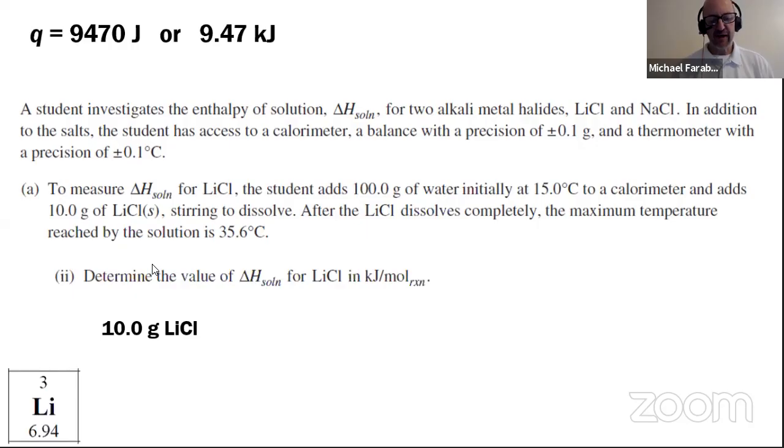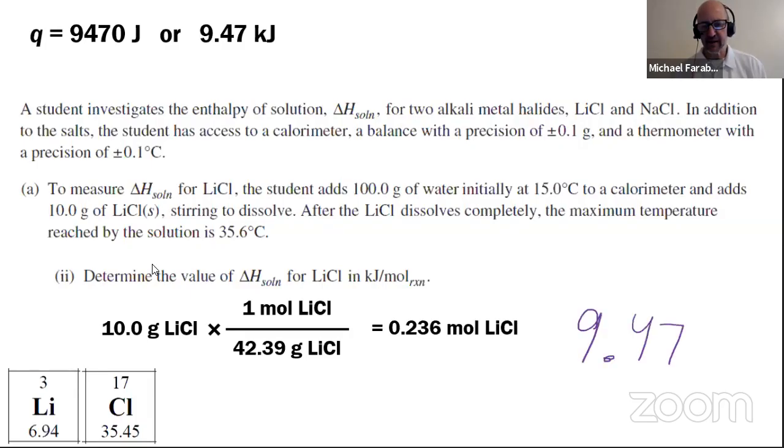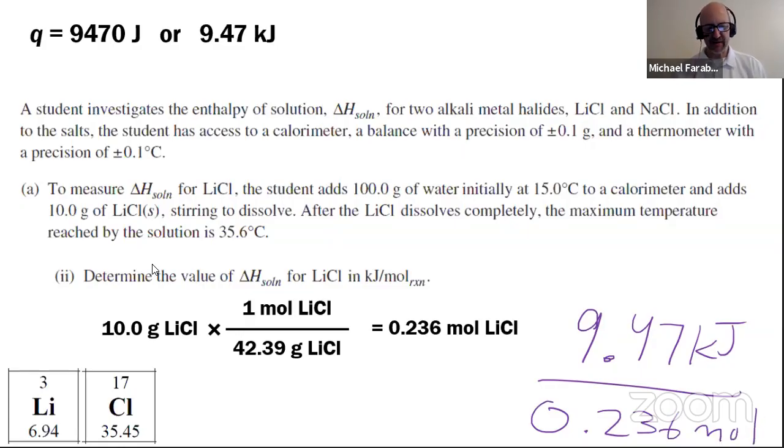And since 10 grams of lithium chloride, let's go ahead and add up. Lithium chloride would be 6.94 plus 35.45. 42.39 is the molar mass of lithium chloride. This gets us part of our answer. So 9.47 kilojoules divided by 0.236 moles. Okay, if I do this math, I'm going to get an answer.